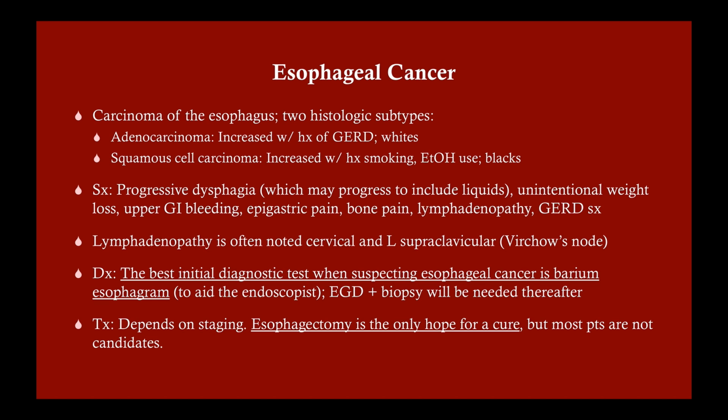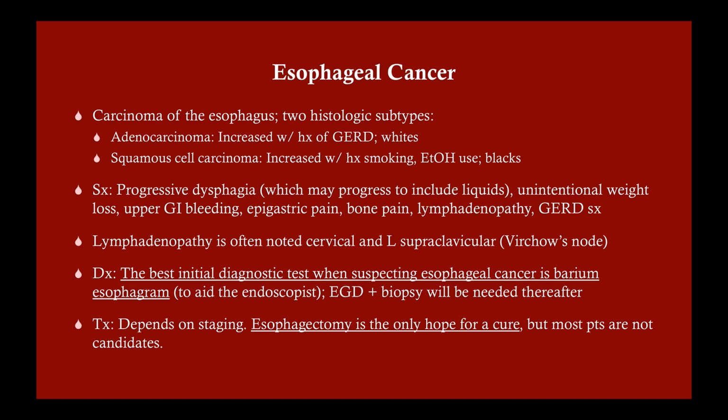Diagnosis: the best initial diagnostic test when suspecting esophageal cancer is a barium esophagram. And that's to aid the endoscopist, if that's a word. So the gastroenterologist is going to want to know roughly where this tumor is so that they know where to look. And a lot of times that's helpful for them mechanically, so they can be a little bit more careful because this tissue can be very friable and it can cause bleeding.